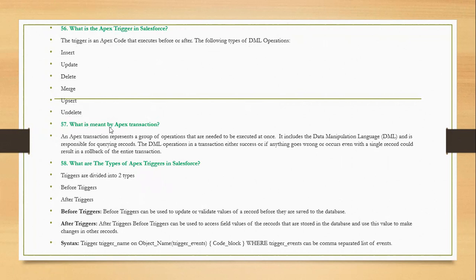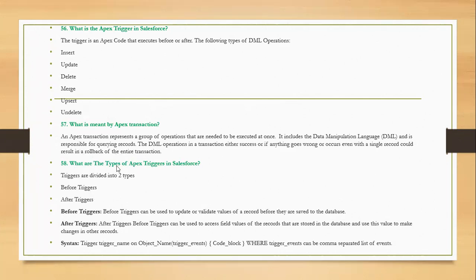And next question: what is meant by Apex transactions? An Apex transaction represents a group of operations that need to be executed at once. It includes data manipulation language, DML, and queries. For DML operations, the transaction either succeeds, or if anything goes wrong, even with a single record, the result is a rollback of the entire transaction.